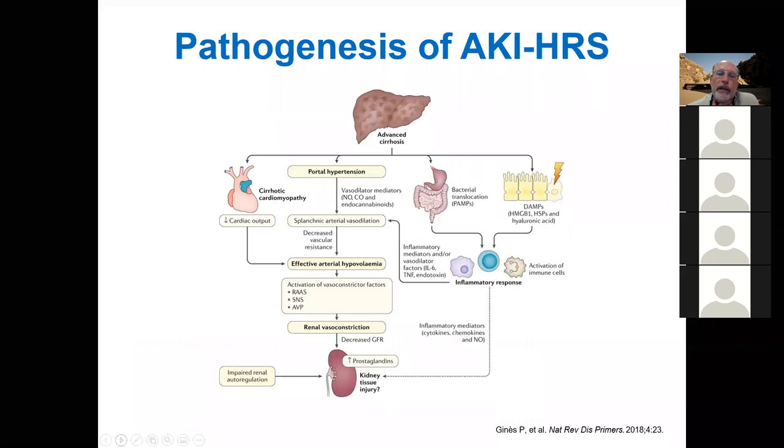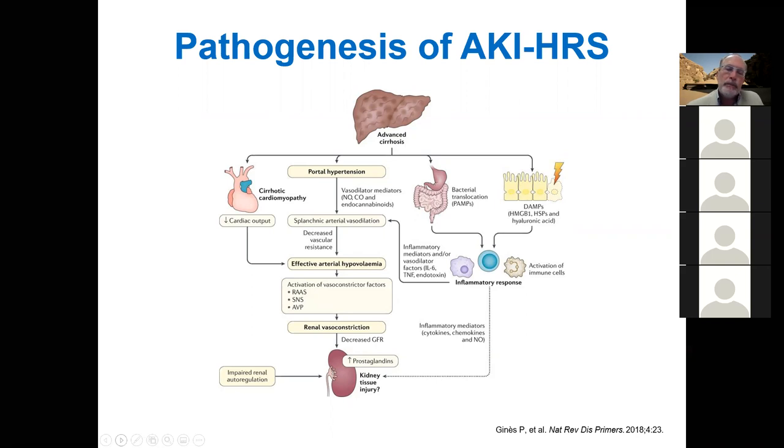A little bit on pathogenesis, but the bottom line is you've got portal hypertension, you have ascites, you have splanchnic arterial vasodilatation, and your effective arterial volumes are down. Then you get activation of the renin-angiotensin system, the vasopressin system also, and then you get renal vasoconstriction. So, midodrine and octreotide improve renal function.